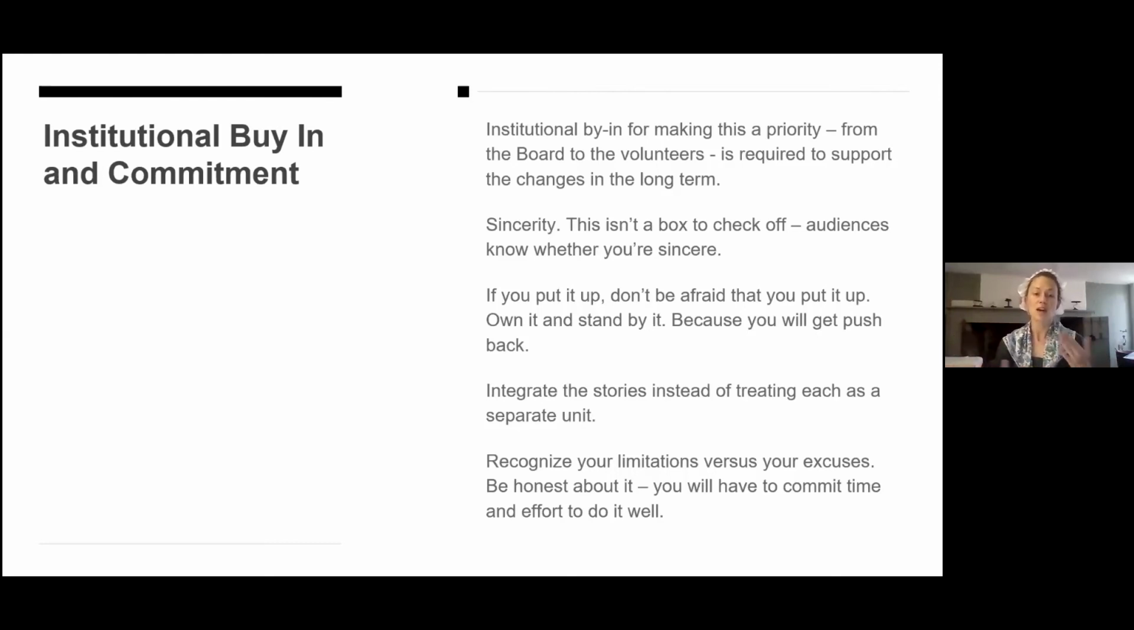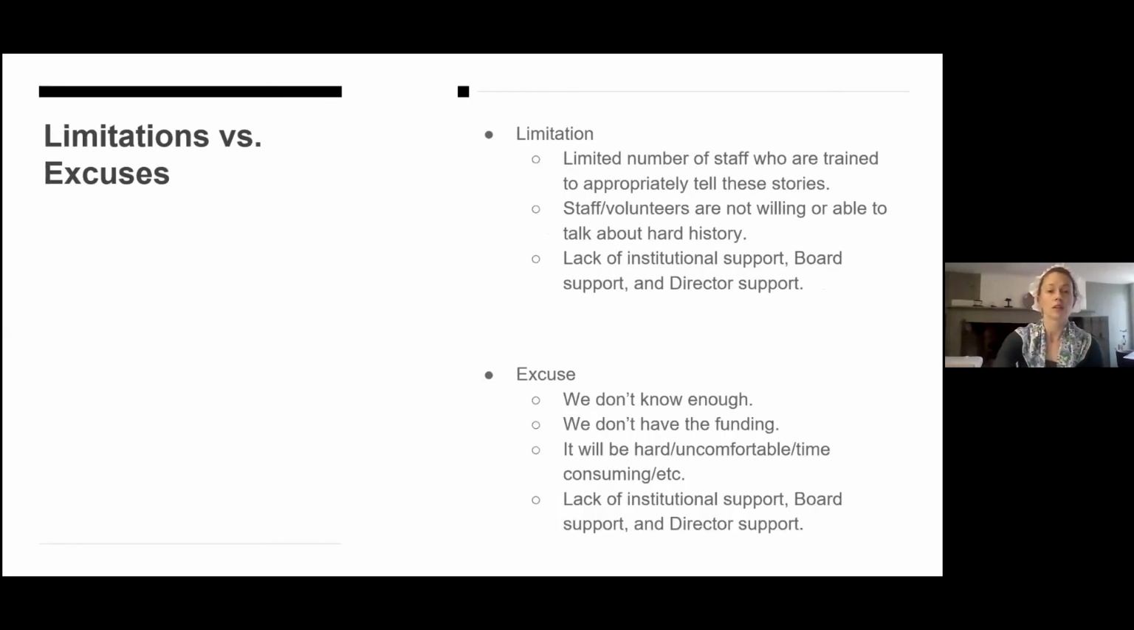Sometimes we have actual limitations. Documents might not exist. We might not have time and training right this moment, but that's a limitation you can overcome. So limitations might be you don't have staff who are trained or comfortable just yet. And that's a just yet, right? Or you might have staff or volunteers who aren't willing or able right now to talk about art history, or you might have a lack of institutional support. All these are really hard to overcome, but excuses are like, we don't know enough, so we just can't.